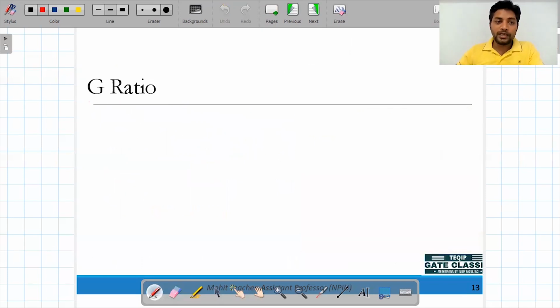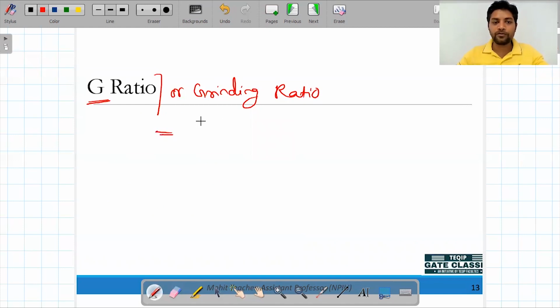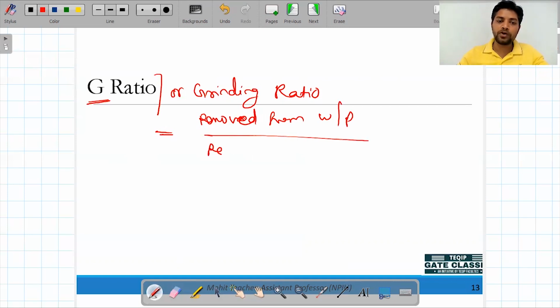Okay, there's another term, which is the G ratio. We also call it the grinding ratio, and it is the ratio of how much material is removed from the workpiece upon the material removed from the grinding wheel.